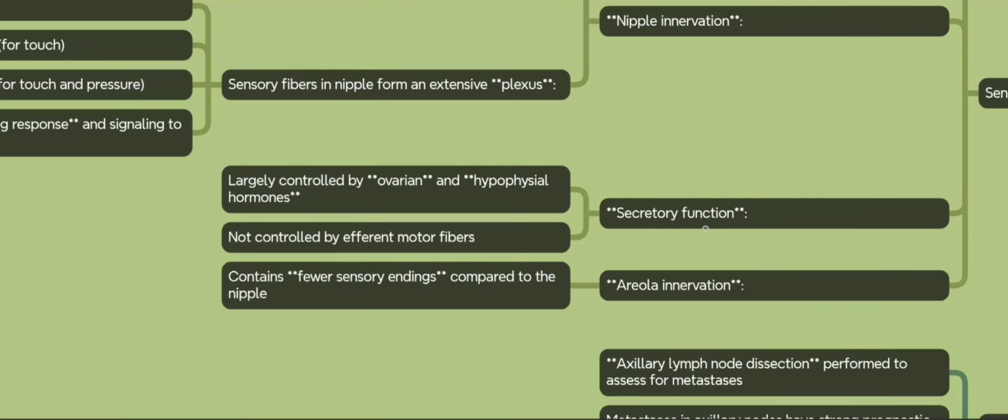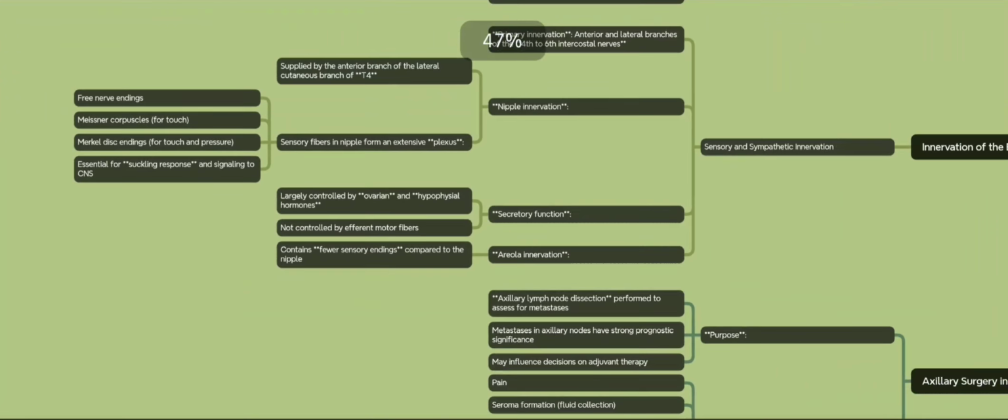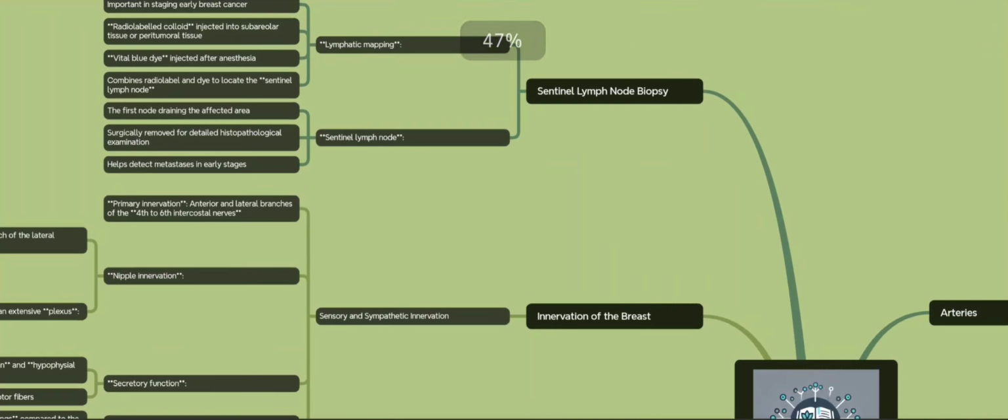Then the secretory function. It is controlled by the ovarian and hypophyseal hormones, not controlled by efferent motor fibers. This is an important point. Not controlled by efferent motor fibers. And the areola contains fewer sensory endings compared to the nipple. So the areola has the least number of sensory endings.